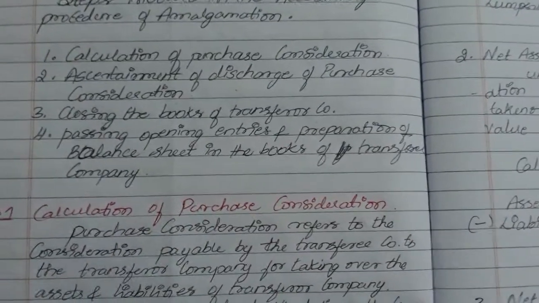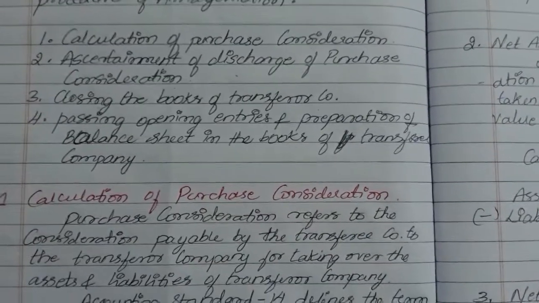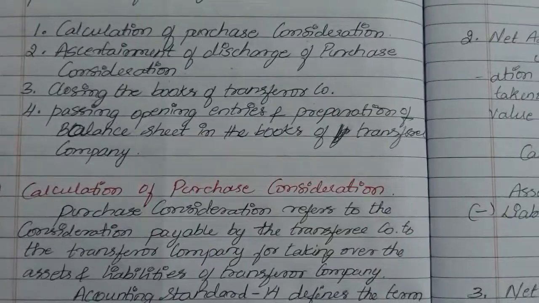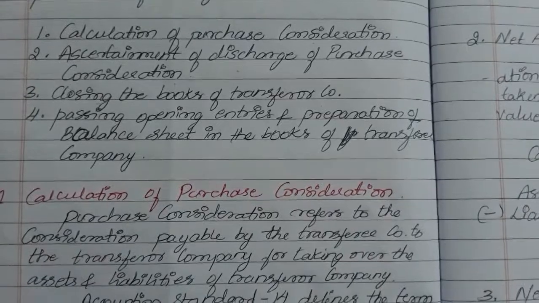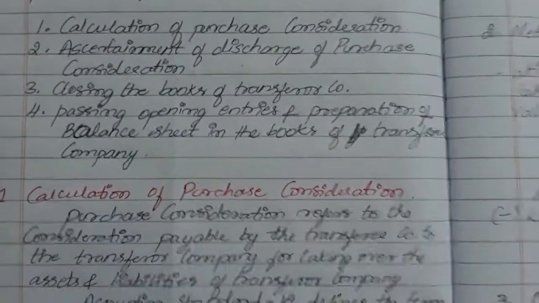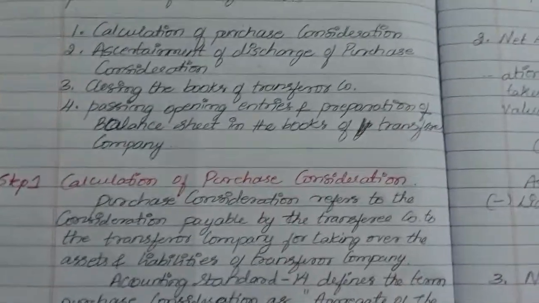As we close the books of the transferor company, obviously we need to pass opening entries in the transferee company, the one who is purchasing, or the new company. We need to pass the opening entries, and we are also supposed to prepare the balance sheet for that. So next, let's see these steps.